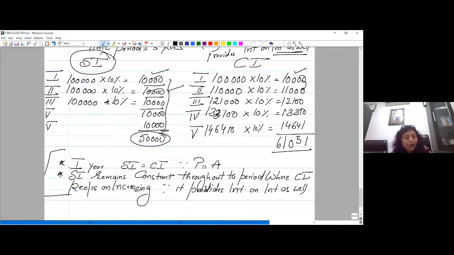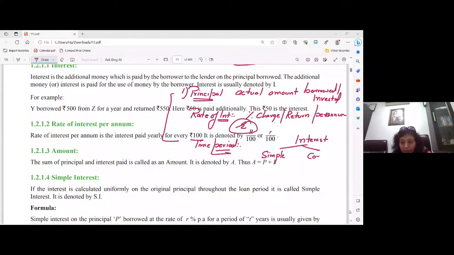So these are the two important points that you have to keep in mind while computing questions of simple and compound interest. Now let's solve a few questions of compound interest. We'll take an example from your book. So let's say the question has been given in your book.